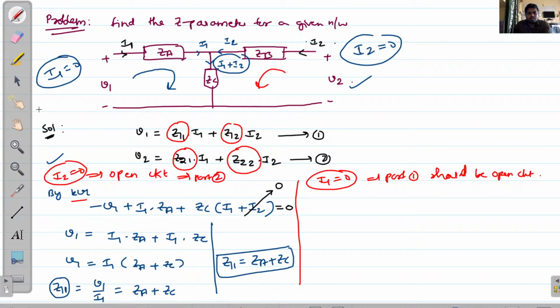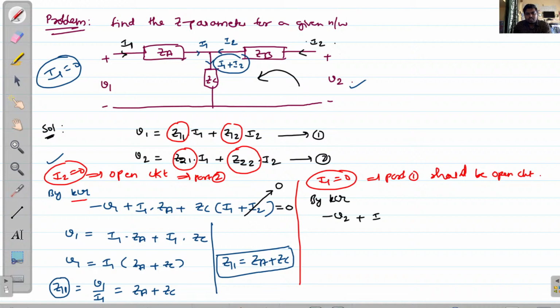Okay. So now you can erase this, this one, and this one also. Now you can take the loop at port 2. By KVL, minus V2 plus I2 into ZB plus (I1 plus I2) into ZC equals 0.